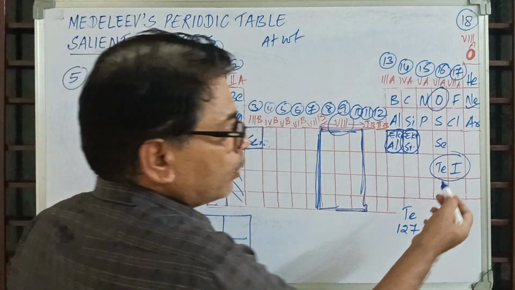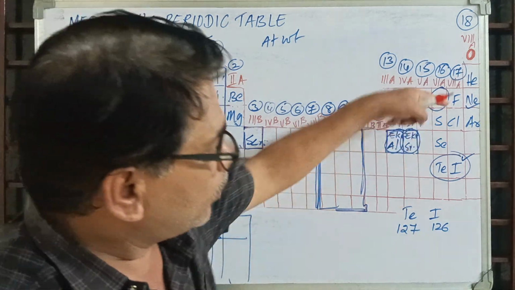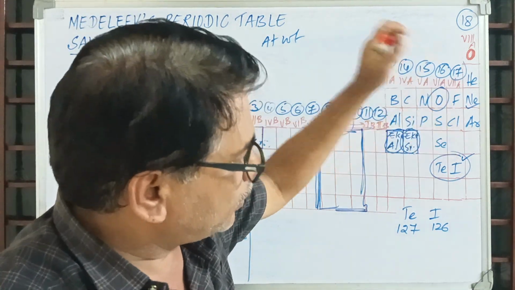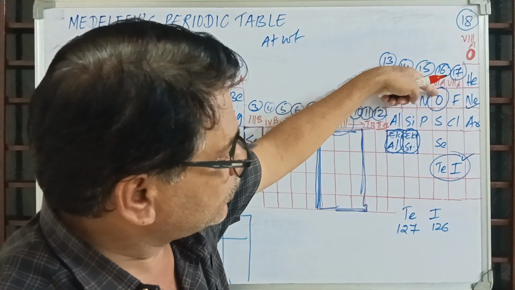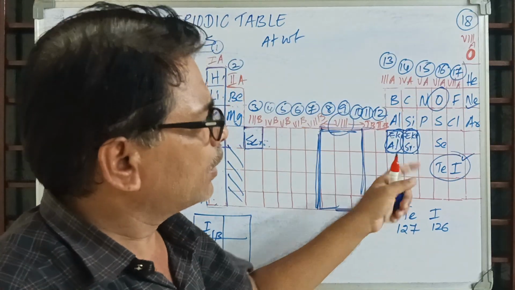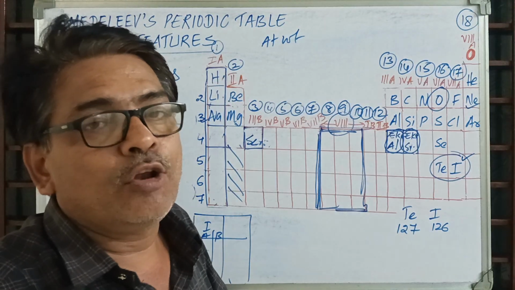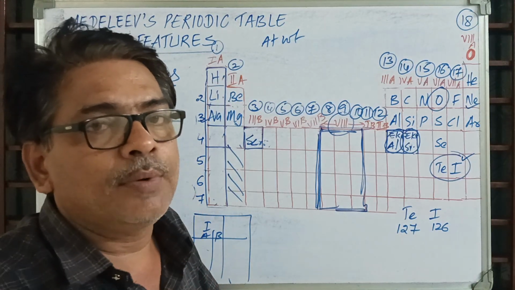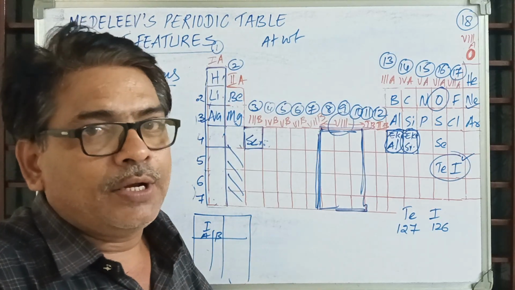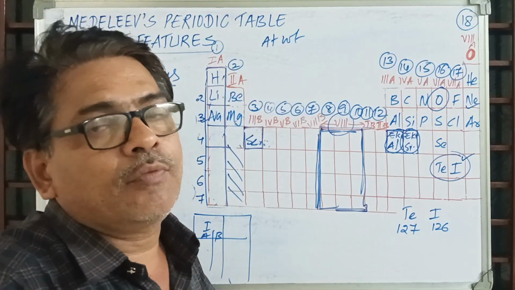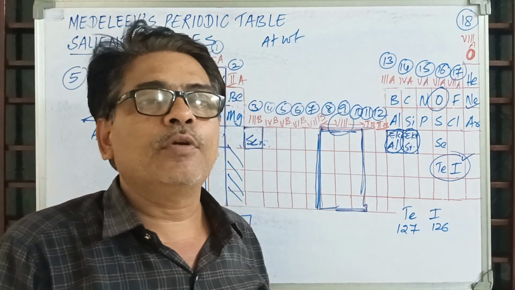Why? Because iodine had characteristics similar to fluorine, chlorine and bromine. So he kept iodine here. Similarly, tellurium had characteristics similar to oxygen, sulfur, selenium. Therefore, he kept it like that. And he called them by a peculiar name, anomalous. Anomalous series we call, and there are 3 sets like that, where an element with more atomic weight is kept before one with lesser atomic weight, right? Thank you. This is all about Mendeleev's periodic table.